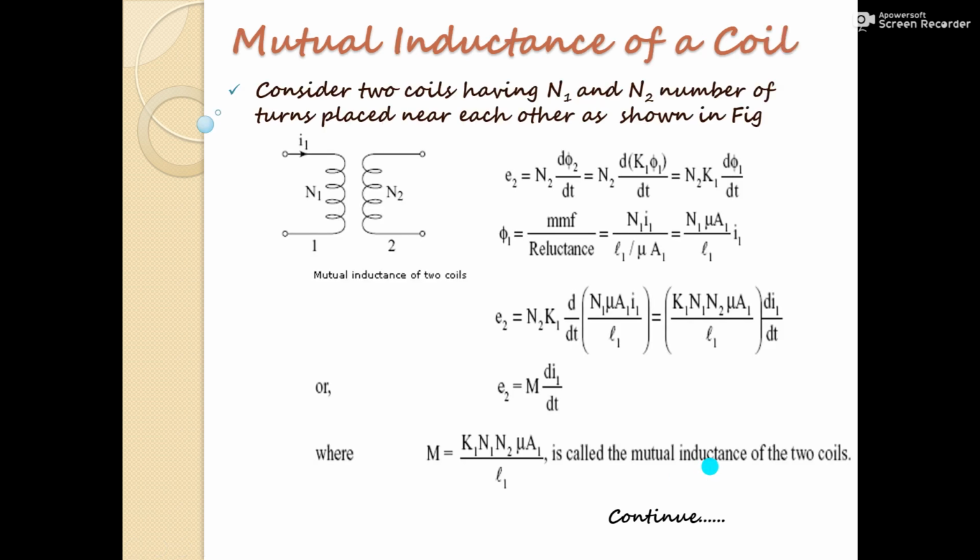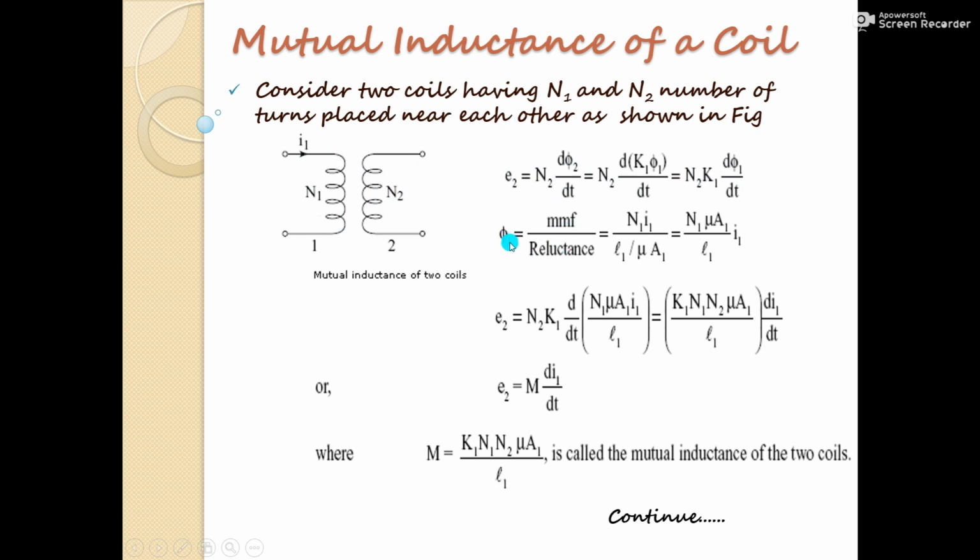Let us see the mutual inductance of a coil. We have just gone through the phenomenon of mutual induction. Again here we are going to consider two coils which have N1 and N2 number of turns, and those coils are placed near each other as shown in the figure. So E2 is equal to N2 d phi 2 by dt. That is N2 K1 d phi 1 by dt. This is what we are writing because there is an EMF induced in the second coil because of the change in current in the first coil.